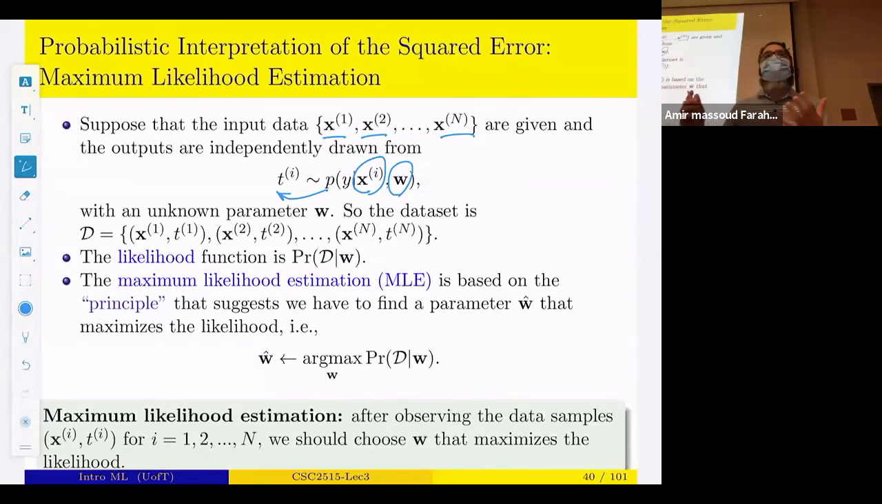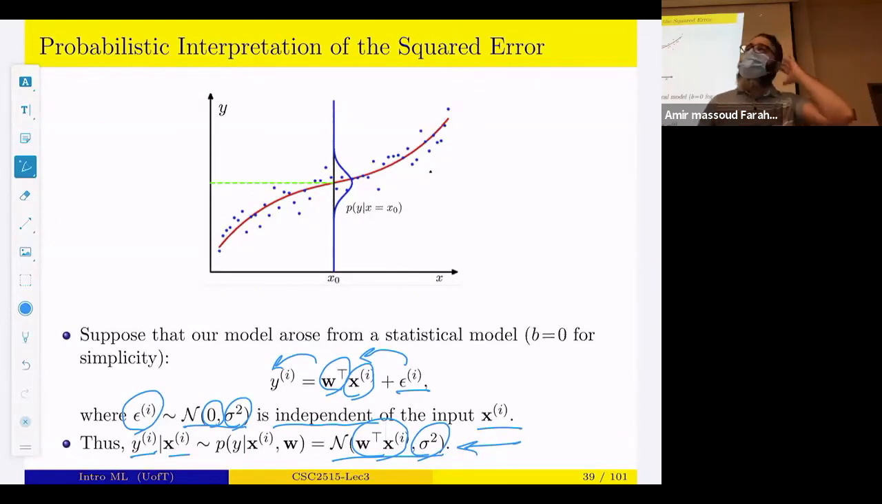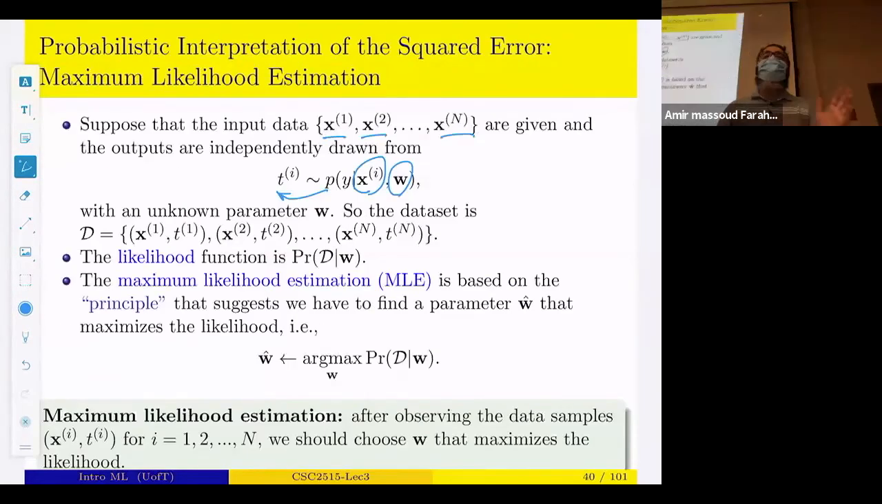one of the choices is to choose it as a normal distribution, that we have here at the bottom of the page. If we do that, we get a certain solution, a square error loss. But on this slide, I'm not talking about Gaussian distribution yet. Okay, so we have an unknown parameter W.